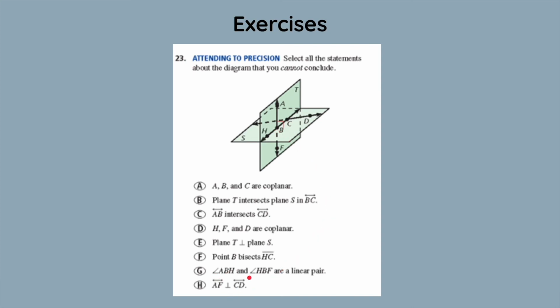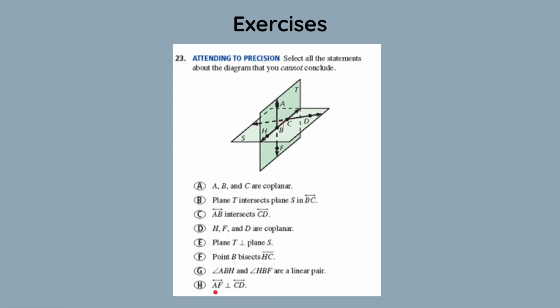Angle ABH and angle HBF are a linear pair. And if we remember back to what a linear pair is, it is just two angles that form 180 degrees or sum up to 180. So we have angle ABH right here and angle HBF right here. And we can conclude this because as we can see right here, this is one extending line. And since these are two adjacent angles, they will make 180 degrees. Another name for this is supplementary angles.